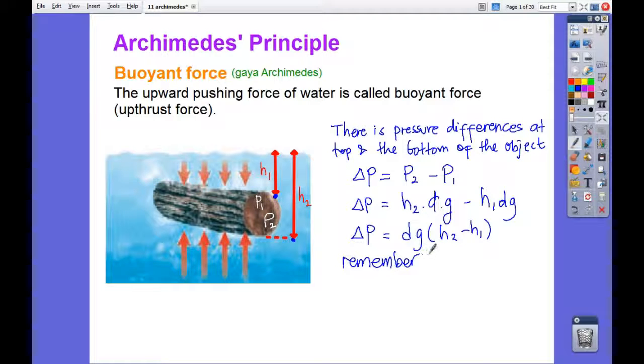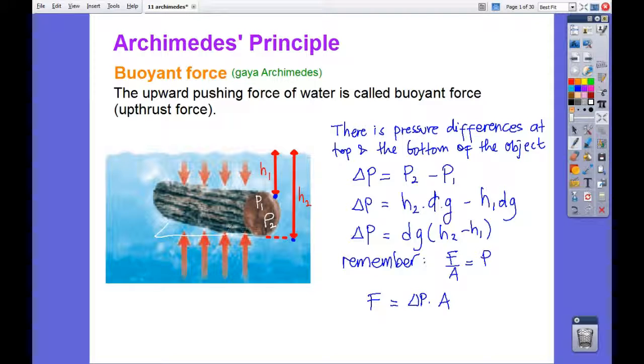Remember, if you want to find the force acting on the log, as you can see here, there is a remaining pressure directed upward. So from this pressure, there is a force upward. As you know, force over area equals pressure. So if you want to find out the upthrust force, let's calculate delta P times area. Which area?